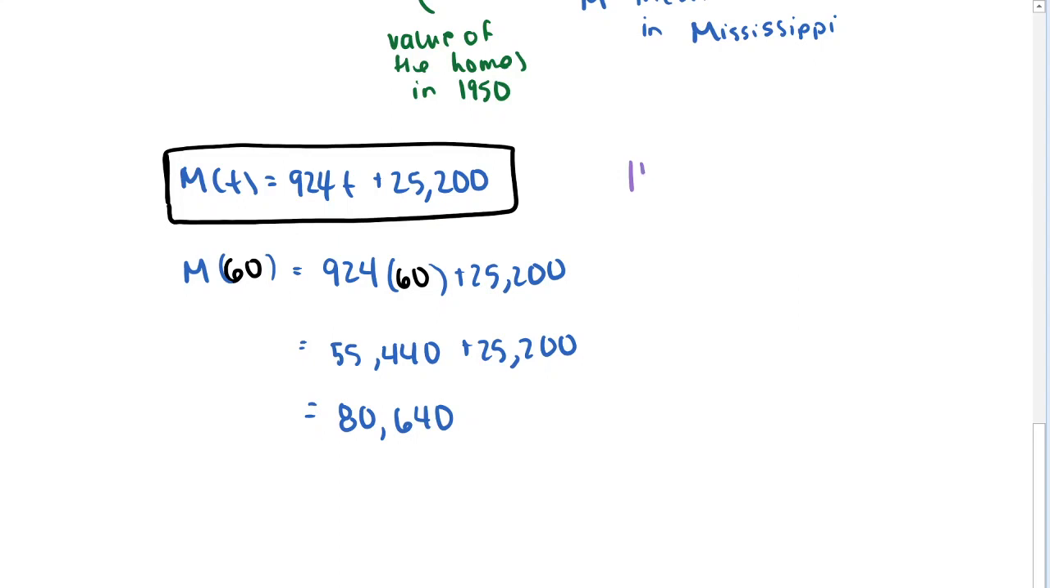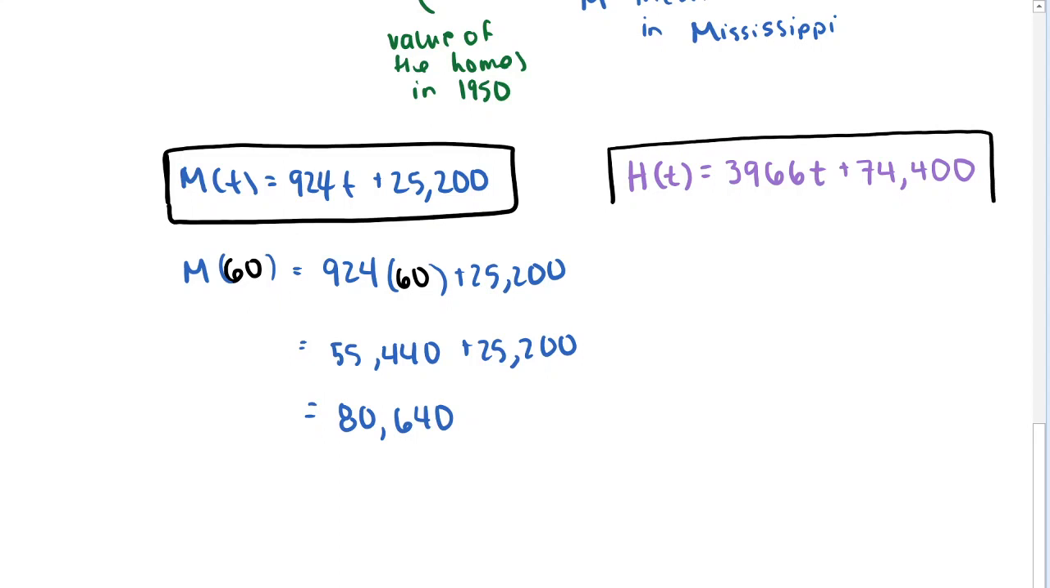And so, if I let h of t represent the median values of the homes in Hawaii, we already figured out that the rate of change was 3,966. And if we define t in the same way, where t represents a number of years after 1950, well then the initial value would be 74,400. Right, so that's just the median value in the year 1950. If we plug in t is equal to 0, corresponding to the year 1950, that's the output we expect. And so we need to set these two equations equal to one another.